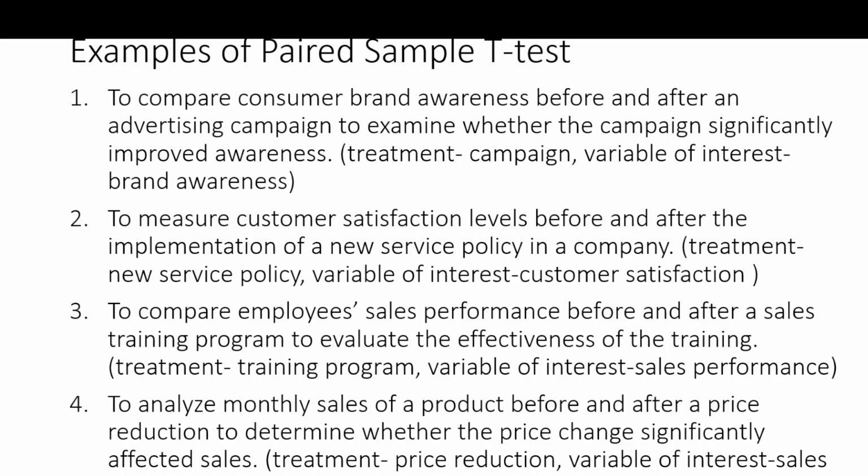Similarly, the next example is to analyze monthly sales of a product before and after a price reduction to determine whether the price change significantly affected sales. So the treatment is price reduction and the variable of interest is sales of product. So in all these examples, you can see that the group or the sample remains the same and one treatment we are going to apply, and the observations are recorded two times. First one is before the treatment condition and second is after the treatment. And we are going to examine whether a significant difference exists between these two conditions for a dependent variable.